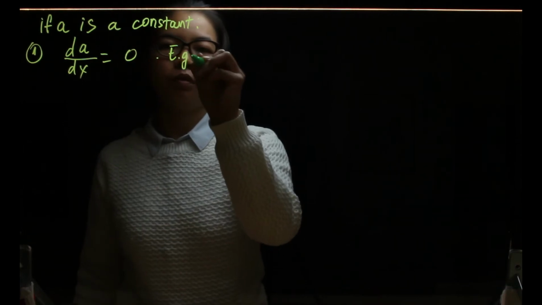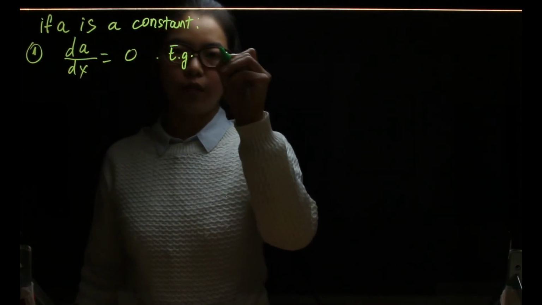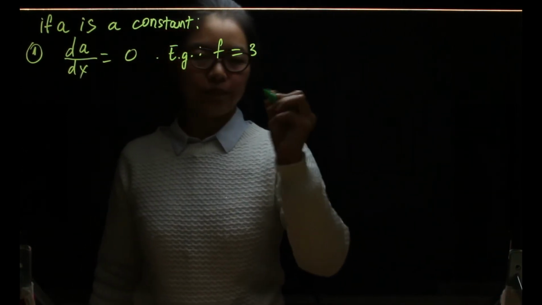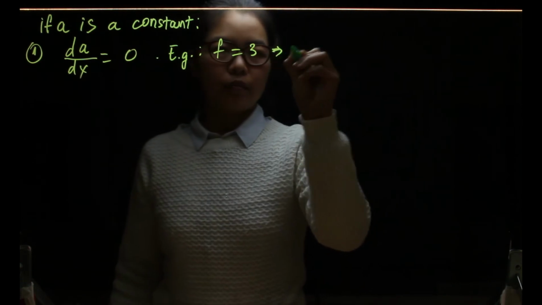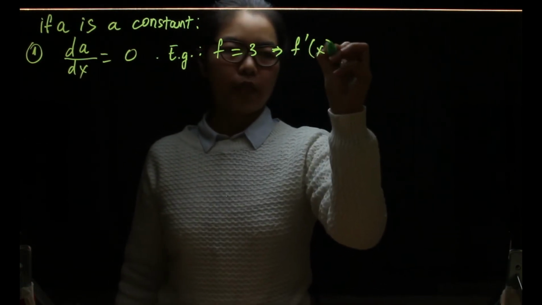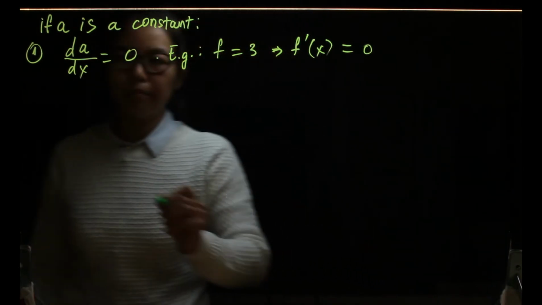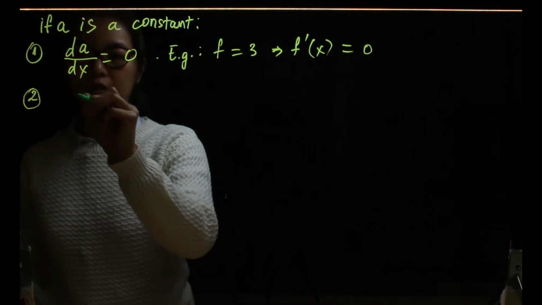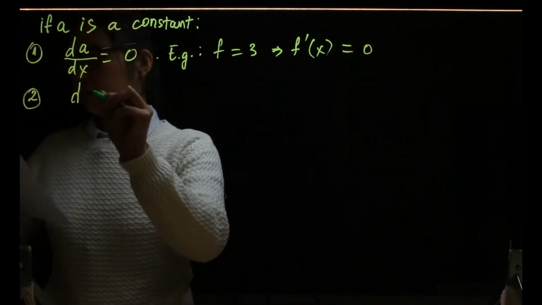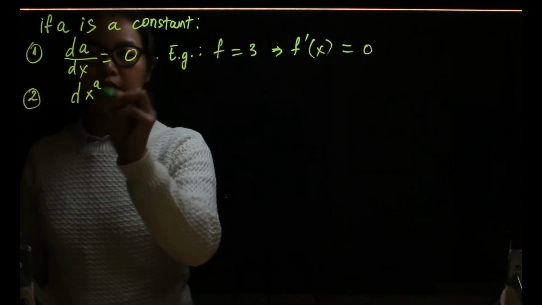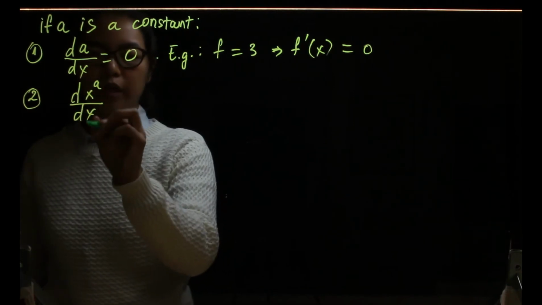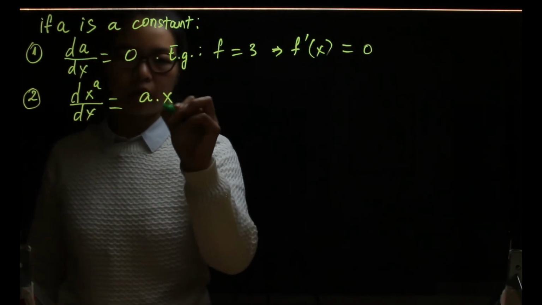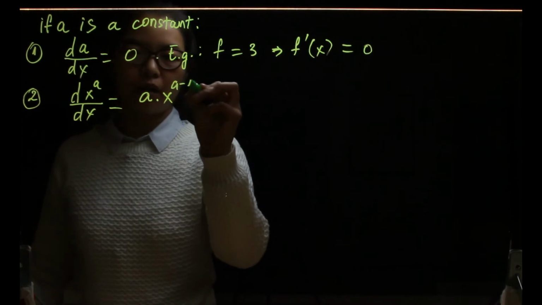Example, not so necessary, but let's just go through it. If f equals 3, always, then the derivative of f with respect to x equals 0. Can be any other constant. The second thing, again, if a is a constant, then the derivative of x to the power of a with respect to x will be, put a in front, times x to the power of a minus 1.